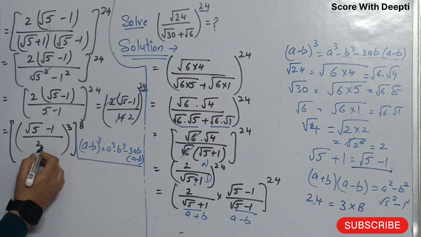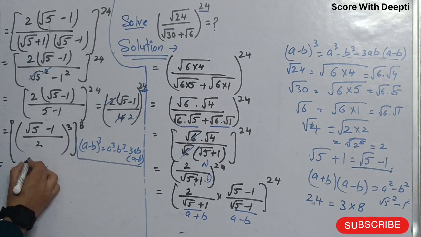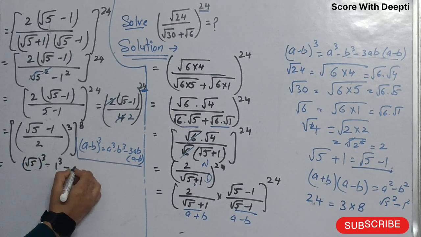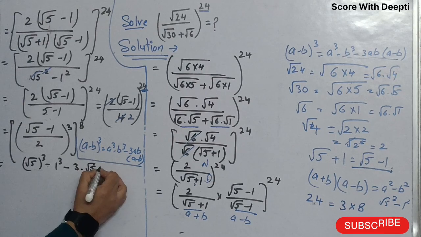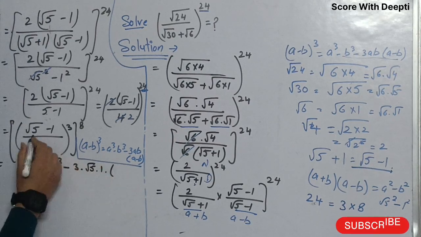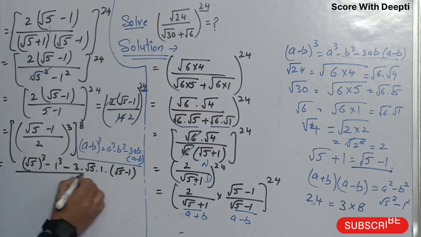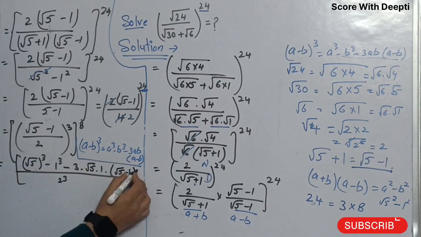And in the denominator we write 2 to the power 3. First we write (√5) whole cube minus 1 cube minus 3 into √5 into 1 into (a − b), which means (√5 − 1), over 2 to the power 3, with the whole power as it is.